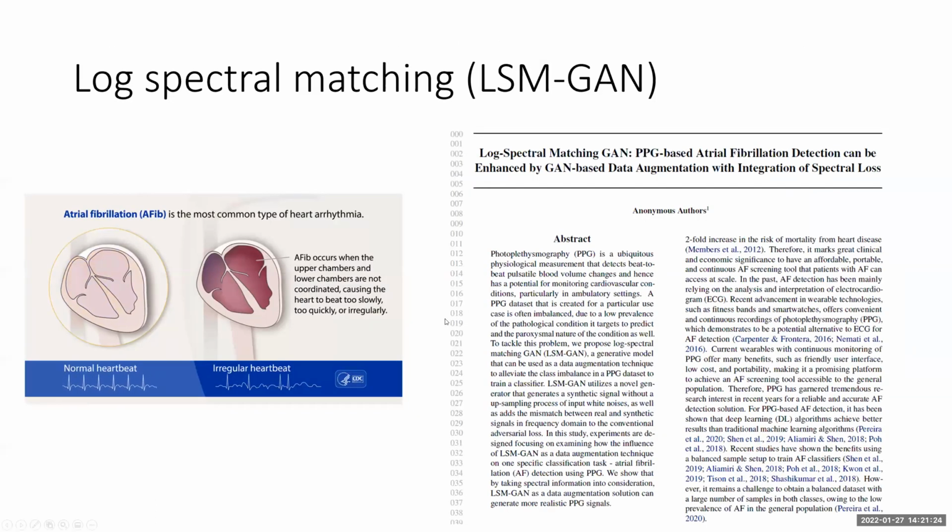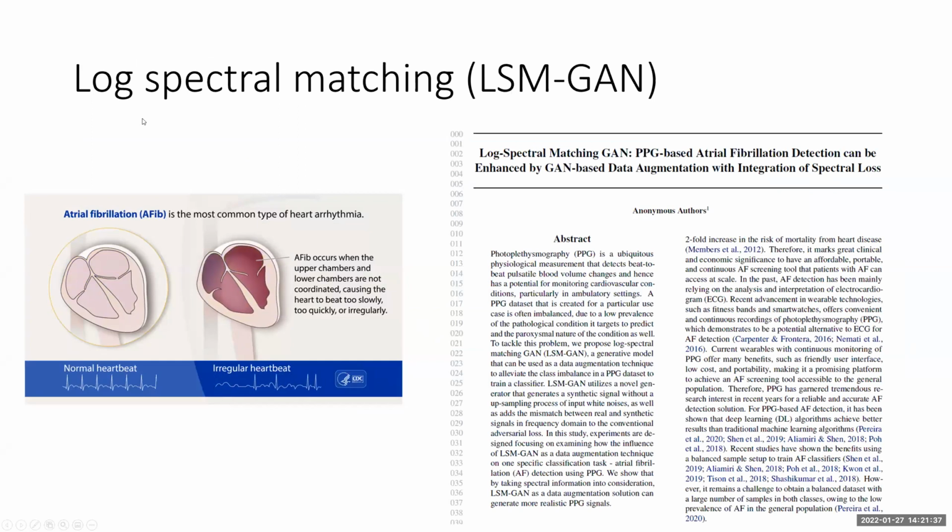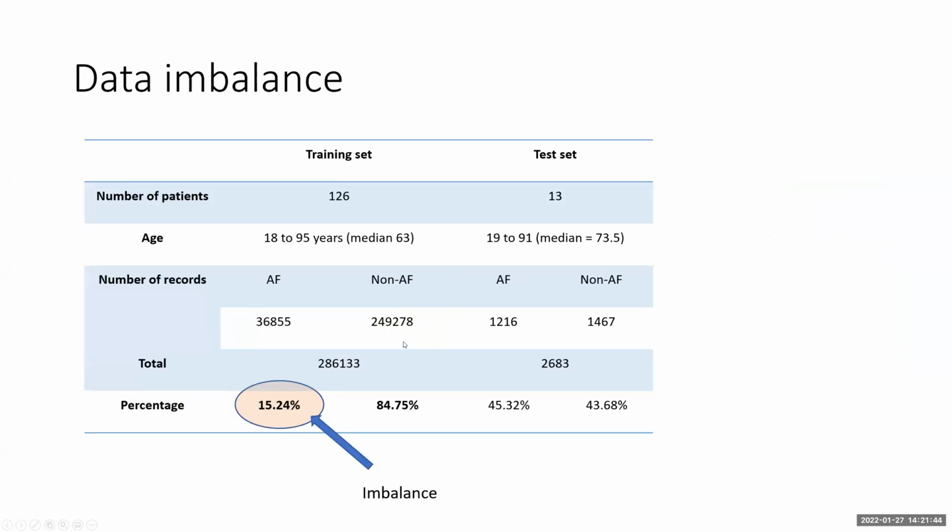In our group, we are submitting one paper about using GAN on PPG data for atrial fibrillation detection. We are naming it log spectrum matching because we are introducing the spectral loss into the loss function. Our PPG data were collected from patients at UCLA and UCSF in America. After processing, there is a class imbalance issue in our training data. So we are thinking we can use GAN as a data augmentation method to generate more synthetic PPG to enrich the training data and balance the two classes.